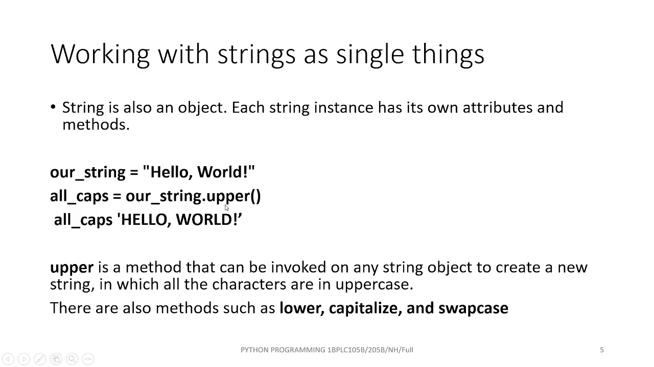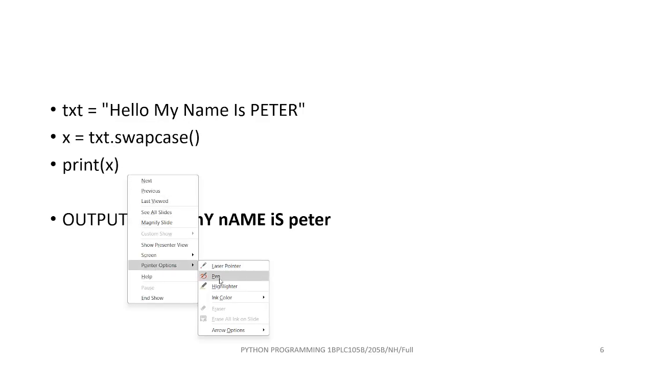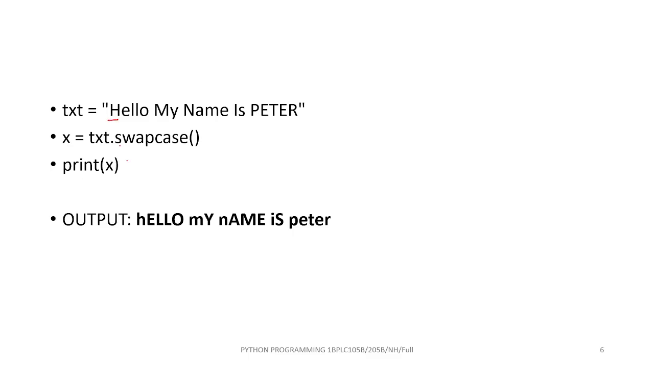So the uppercase function is a string function which converts each and every character to uppercase. Another function is swap case. The uppercase will be converted to lowercase. Lowercase will be converted to uppercase. H uppercase will be converted to lowercase. Peter uppercase will be converted into lowercase. I'll demonstrate this.